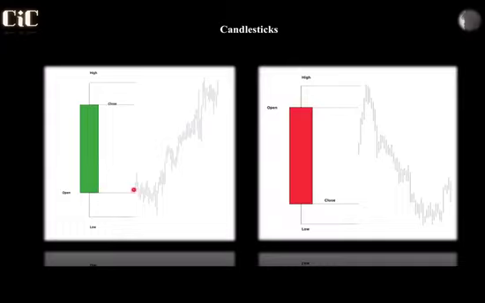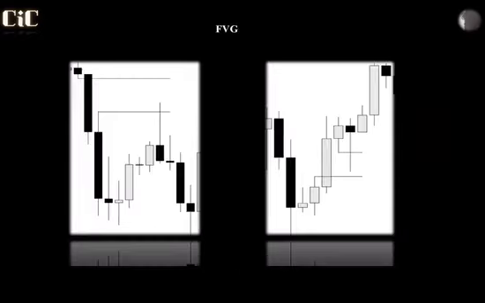Open, turtle soup into previous candle's low, CRT, and rally when bullish, and vice versa. Open, rally, turtle soup, and then dump. FVG.